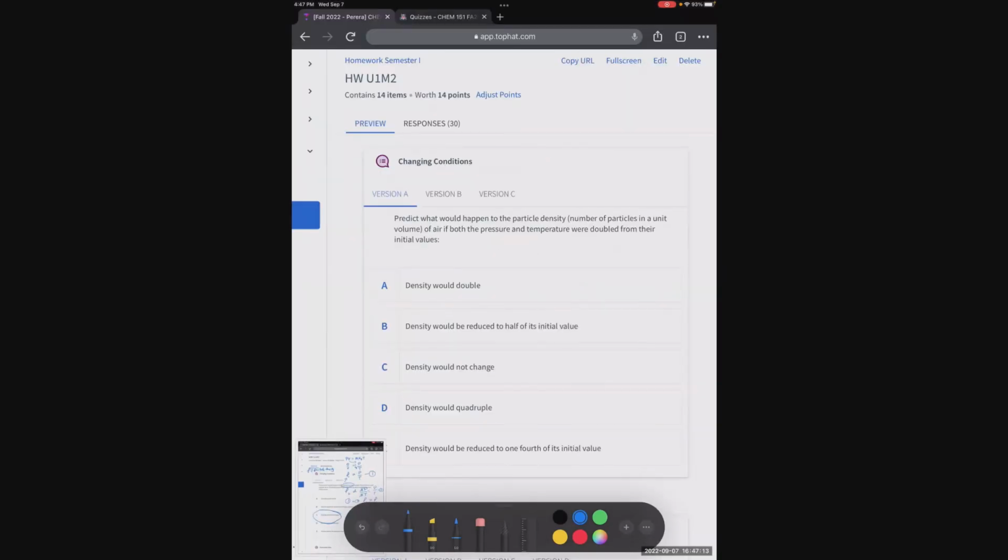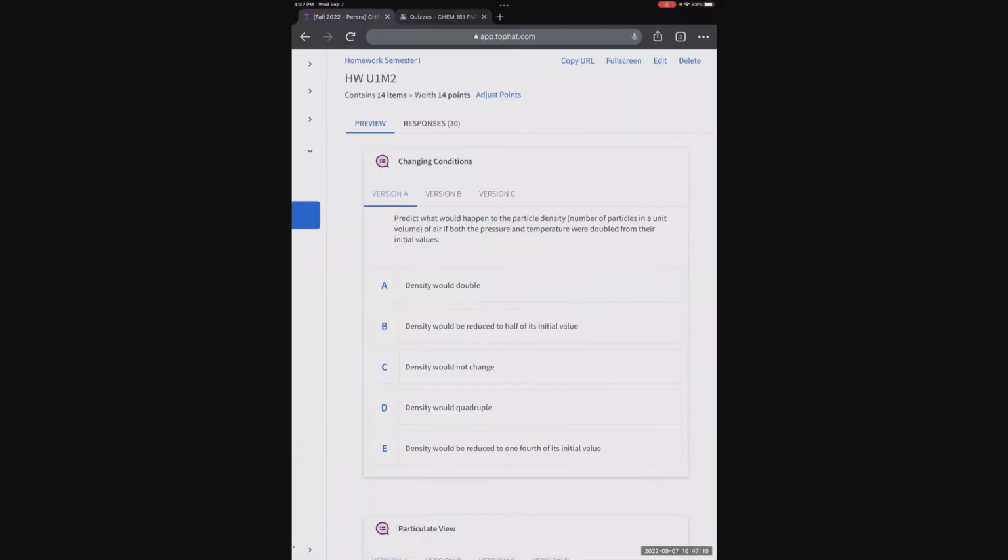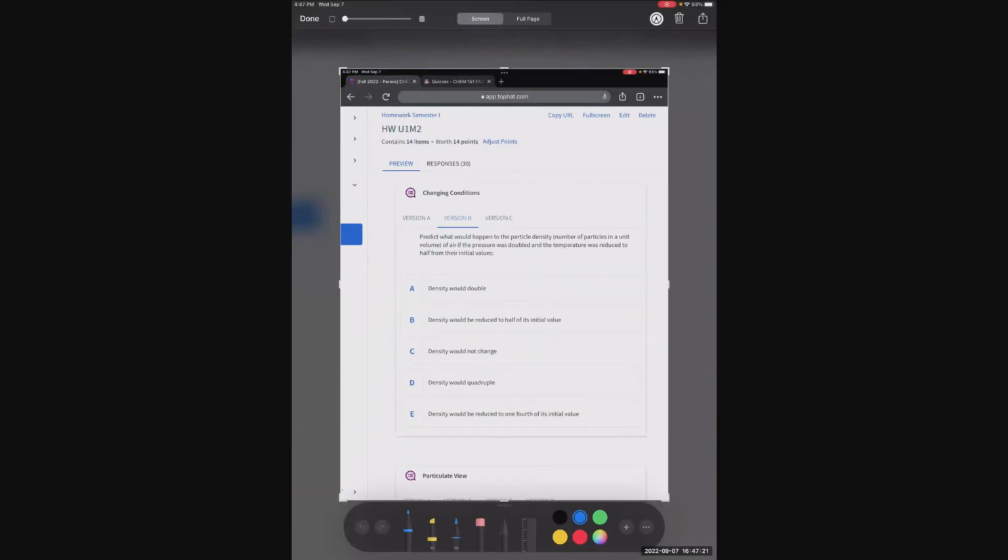Okay, let's look at a different version now. Version B. Let's try this as well. Predict what would happen to the particle density, number of particles in a unit volume, if the pressure was doubled and the temperature was reduced to half from their initial value.